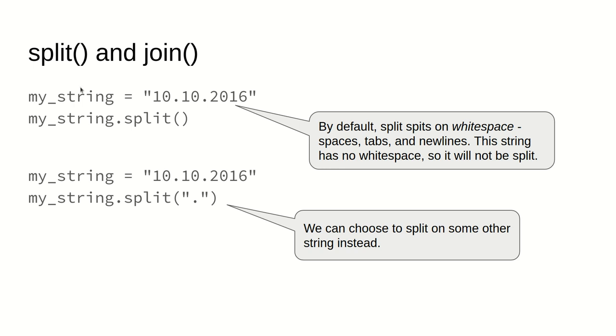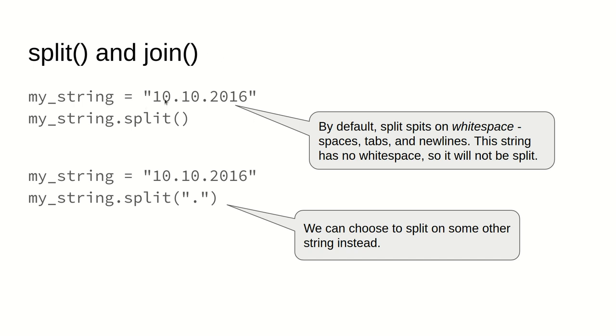Here, for instance, we see an example where someone did it wrong at first. They wanted to split this date that had periods between each of the month, day, and year.